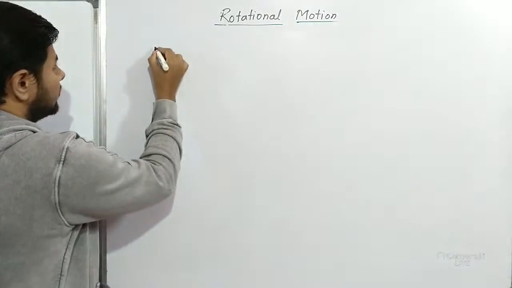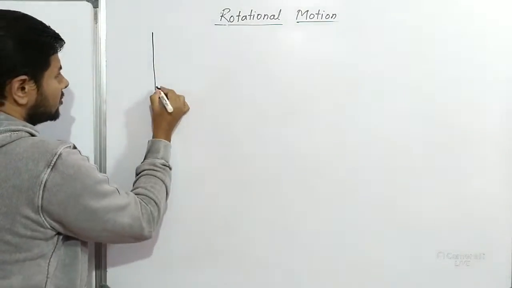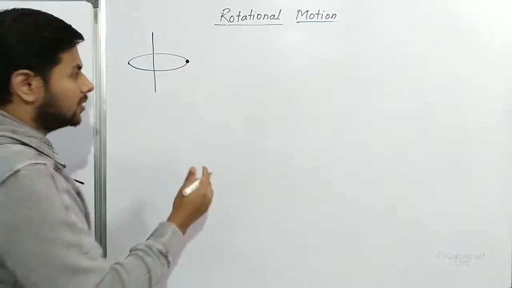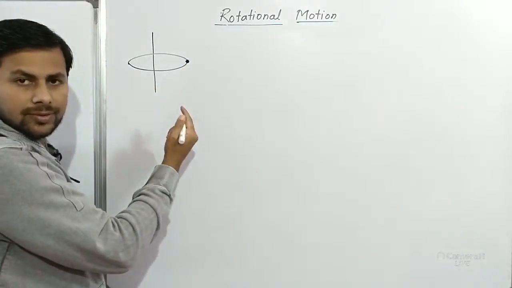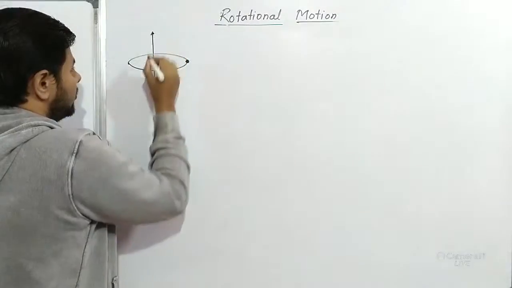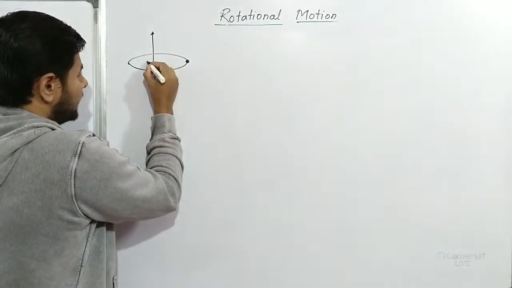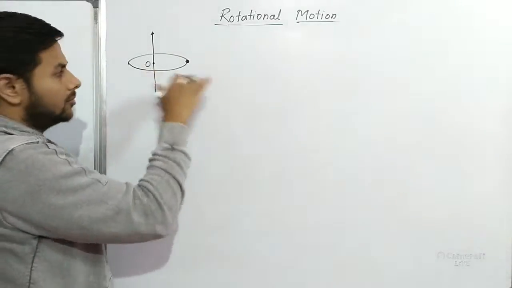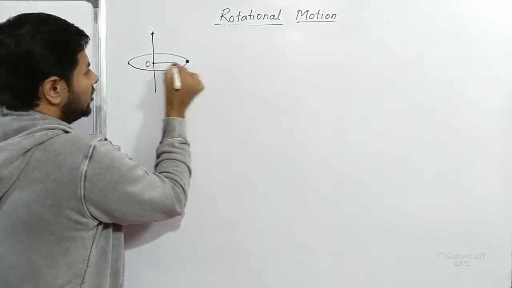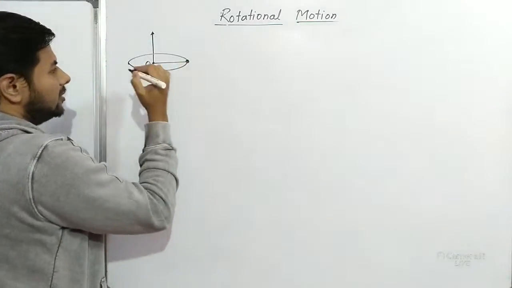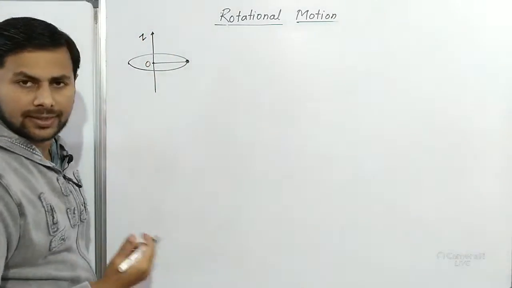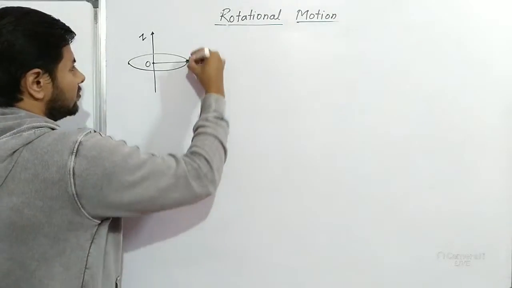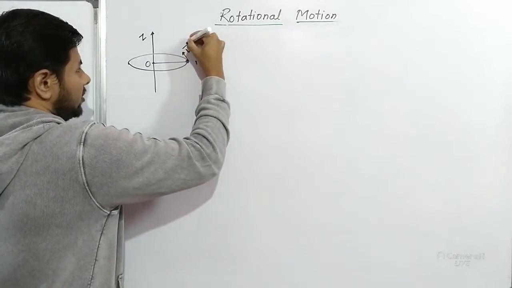In the last class, we studied that if we have a particle revolving in a fixed circle whose center lies on, let's suppose, this axis. This axis is perpendicular to the plane of revolution of this particle and it passes through this center. Let's call this the z axis. m is its mass, v is its velocity.